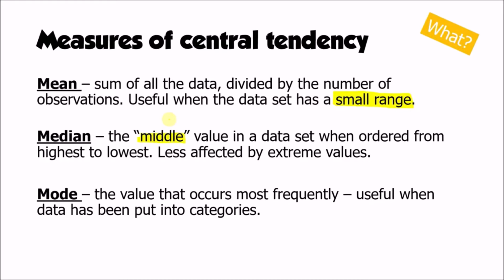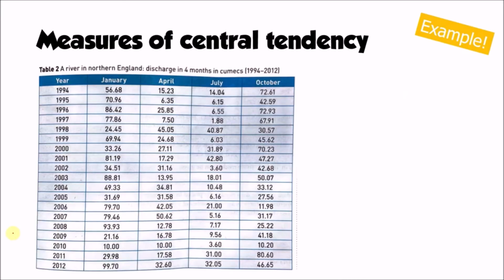In terms of calculating the mean, median and mode, we're going to have a go here with some data that we've got for a river in the north of England. We've got the discharge of that river for 4 months of the year, January, April, July and October, and we've got it for 19 years going from 1994 up to 2012.